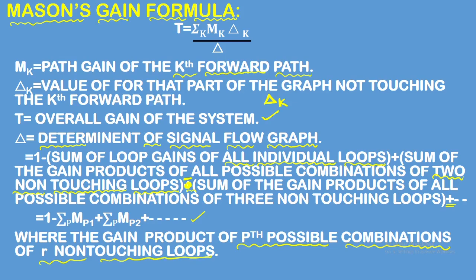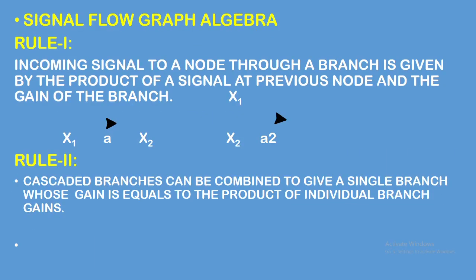So let us see signal flow graph algebra. This we are going to use for the construction of the signal flow graph and also for solving the problems of signal flow graph. Let us see rule 1. Whenever you have an incoming signal to a node through a branch, it is given by the product of the signal at the previous node and the gain of that branch. So let us take this example, you can understand with that example.